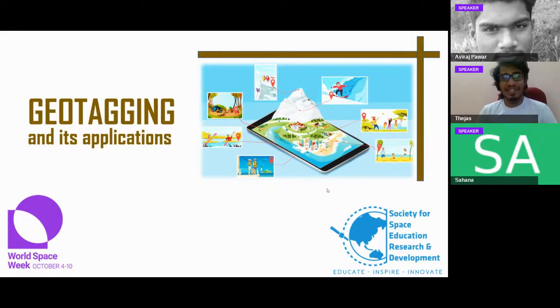So myself, I'm Tejas from SSERD, joined by Sneha and Aviraj. Today we'll be exploring geotagging and its applications. We'll be talking about how this concept of geotagging evolved through history, and at this point, how we are trying to make use of the data from the global GPS systems and other navigation systems through the constellation of satellites in order to achieve the true potential of geotagging.